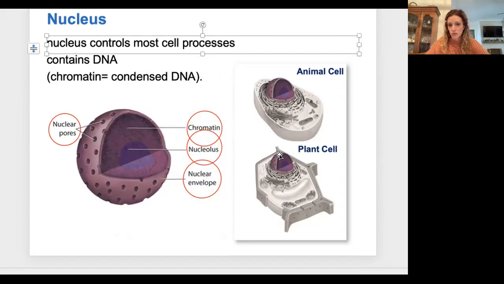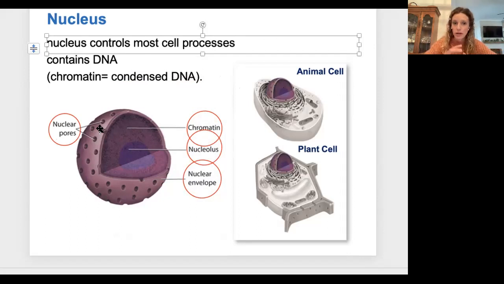Okay, you can see it in the animal cell and the plant cell. So what type of cells have a nucleus? Prokaryotes or eukaryotes? Eukaryotes, okay? So eukaryotes have a nucleus, and this is an example of it. So this big purple thing as a whole is the nucleus.